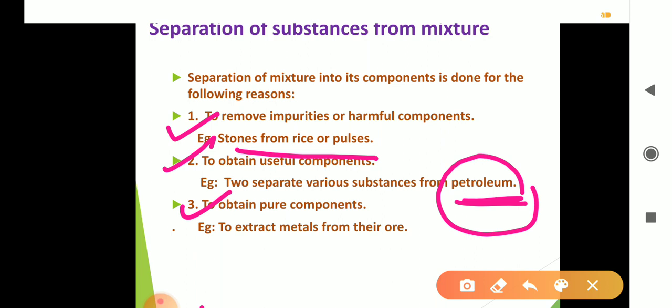The next is to obtain the pure component. Then pure metals are separated. We all know metals are not found in the pure form, they are found in the form of ore. Then from the ore, metals are extracted, right? So this is to obtain pure components.